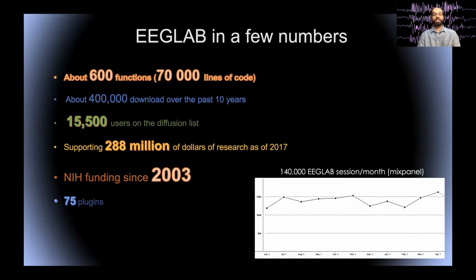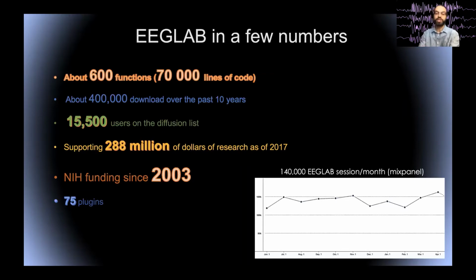We did a research in 2017 about the papers that were supported by the National Institute of Health and cited the use of EEGLAB. When we total all these NIH grants that were using EEGLAB, it was about $288 million of research just in the US and just for NIH and NSF. We've had NIH funding since 2003 to support the continued development of EEGLAB. Here it says 75 plugins. That's an old slide. Now there's 130 plugins, so I didn't change that.